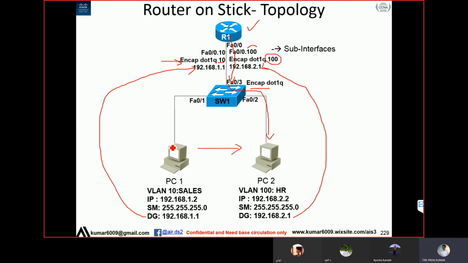You understand this? While it is coming with the 10 tag, the router will remove the 10 tag, put the 100 tag and send it out the same interface. Now the same interface will send it to FA0/2, so the pinging will happen. To do that, we are going to create something called sub-interfaces in the router. So this is called router on a stick. Ask me any questions, any doubts, then we'll start the lab.